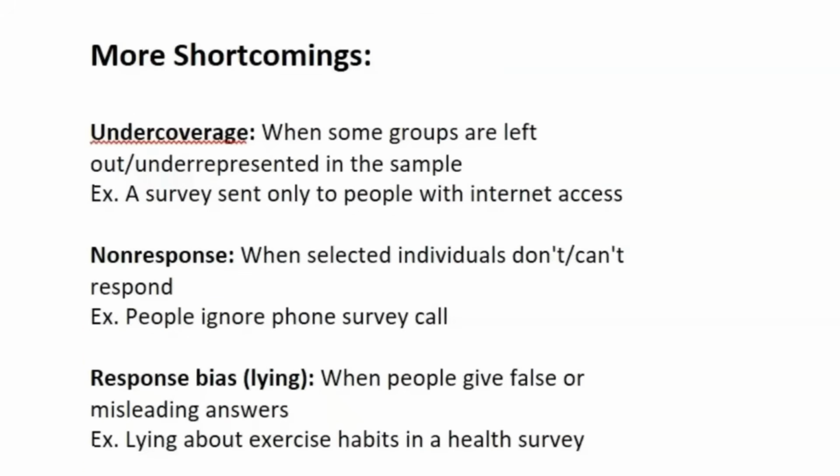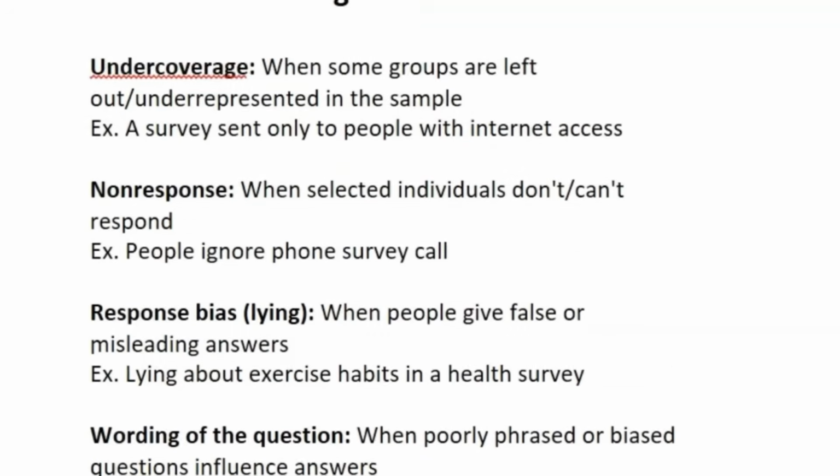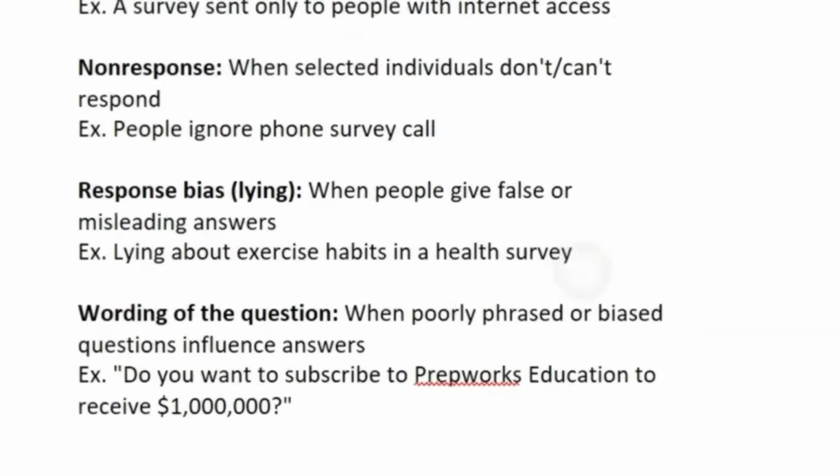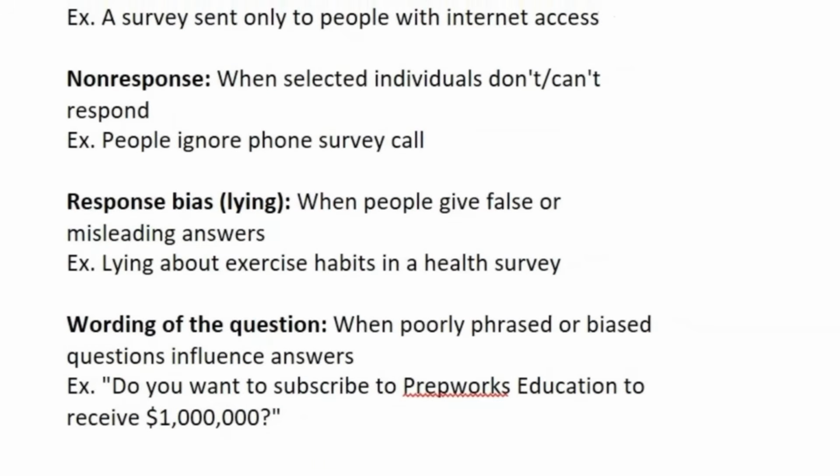Here are a couple more shortcomings. Number one is undercoverage. That's when some groups are left out or underrepresented in the sample. For example, if you send a survey only to people with internet access, then people who don't have access to the internet can't give their opinion, and therefore that is undercoverage. Non-response is when your selected individuals don't or can't respond.